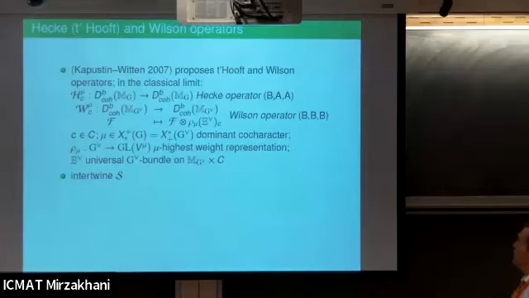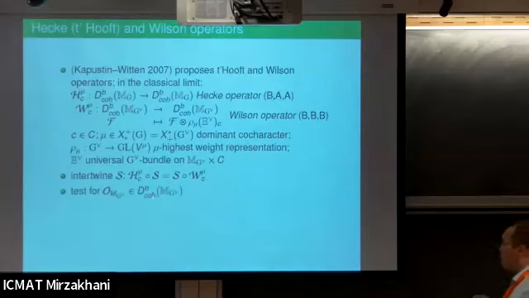Okay, so now what does this intertwining mean? It means that these two symmetry operators should intertwine the mirror symmetry in this sense. If I first apply S, then apply the Hecke transformation, it should be the same as first applying the Wilson operator and then applying the mirror symmetry. So what I am going to study today is the simplest case of this intertwining.